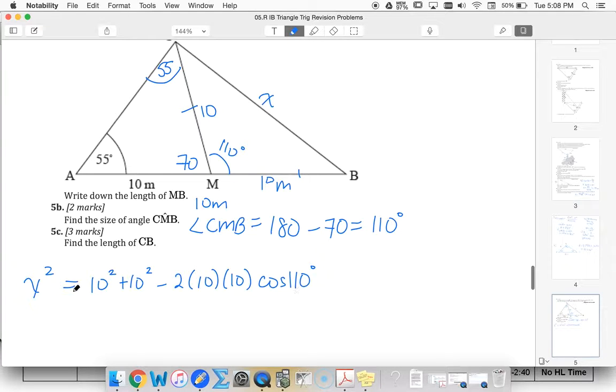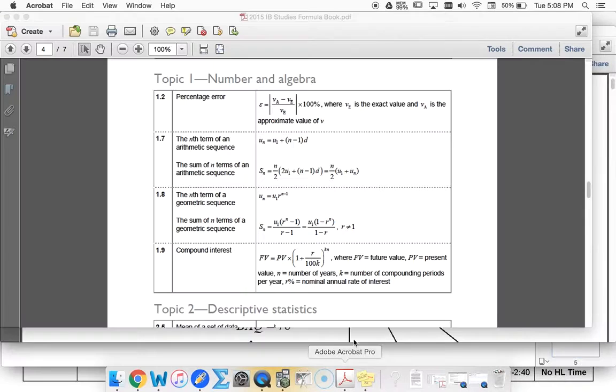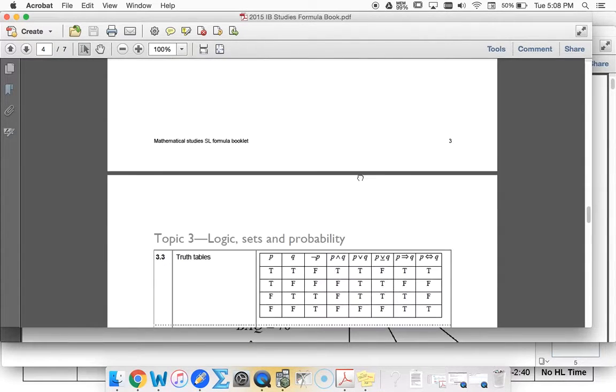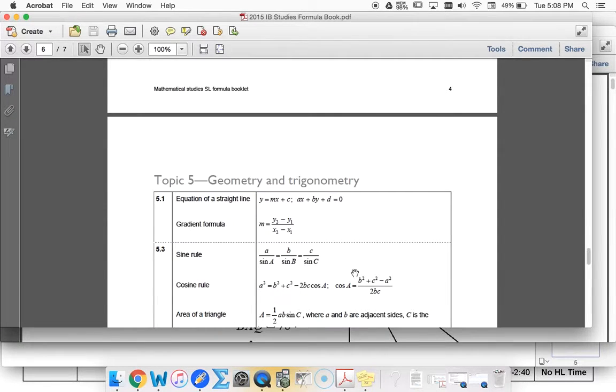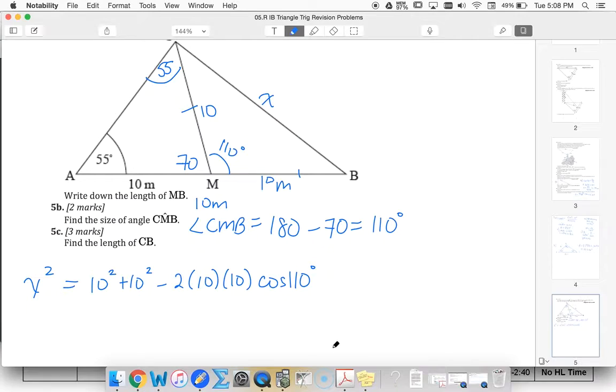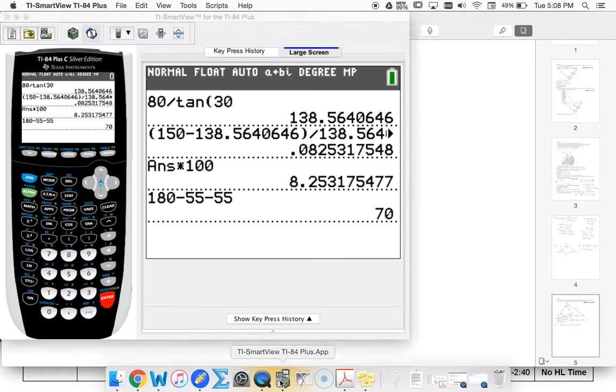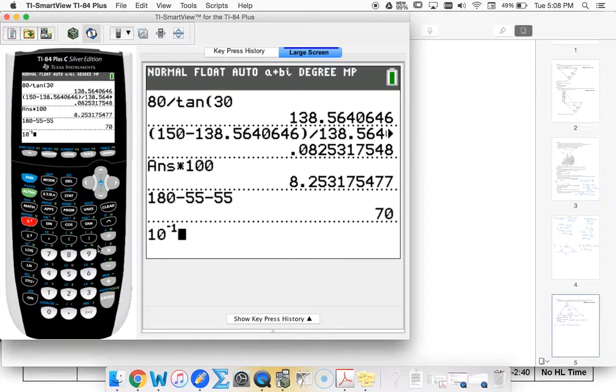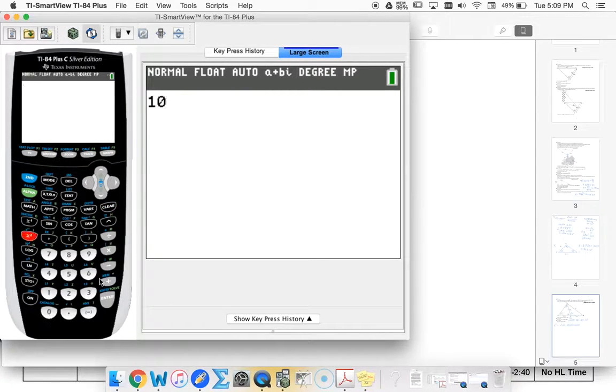Remember, this angle always matches with this side, and the letters ABC in your cosine rule don't really matter. So if I come back down to my cosine rule, these letters don't actually matter so much. It's just that this angle matches this side that's on the left of the equal sign. So put all this in my calculator. 10 squared plus 10 squared minus 2 times 10 times 10 times cos 110.